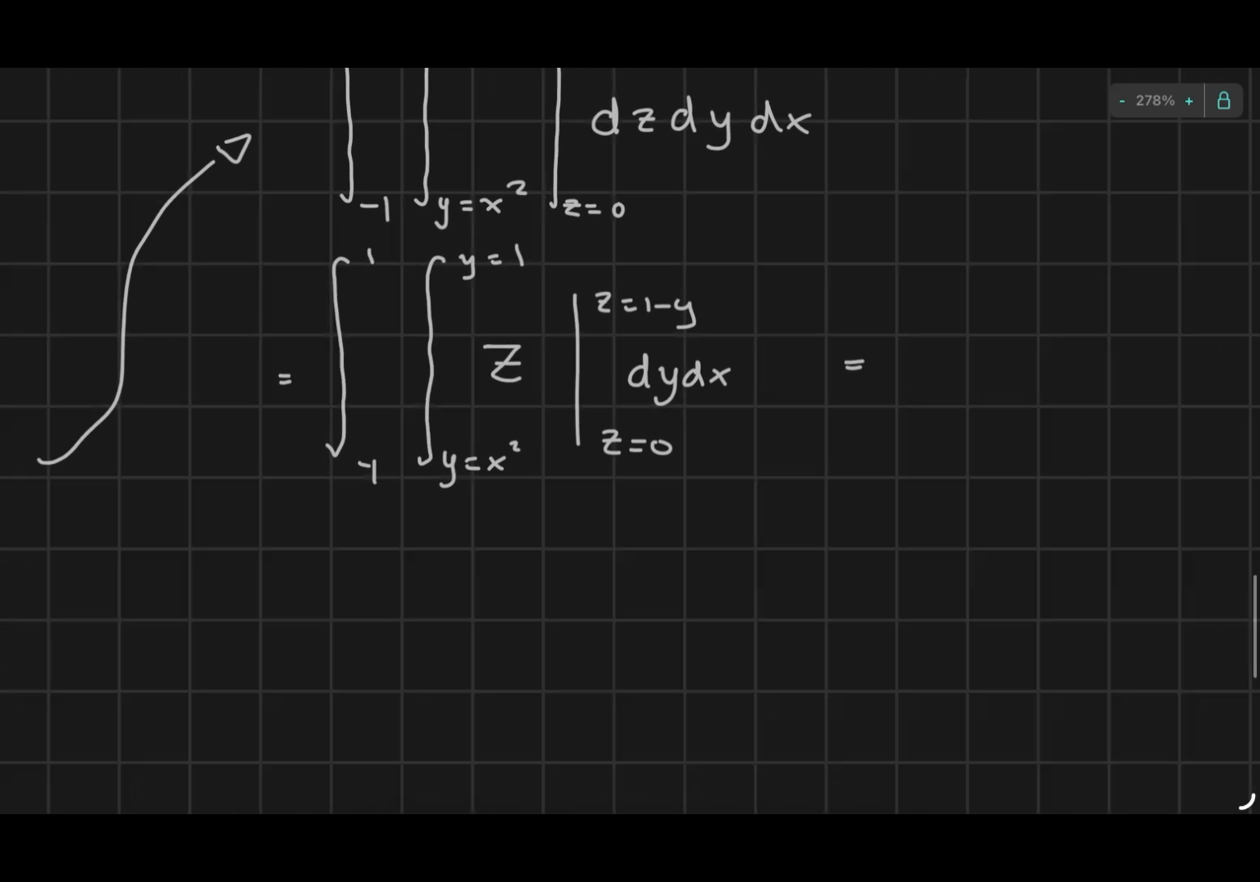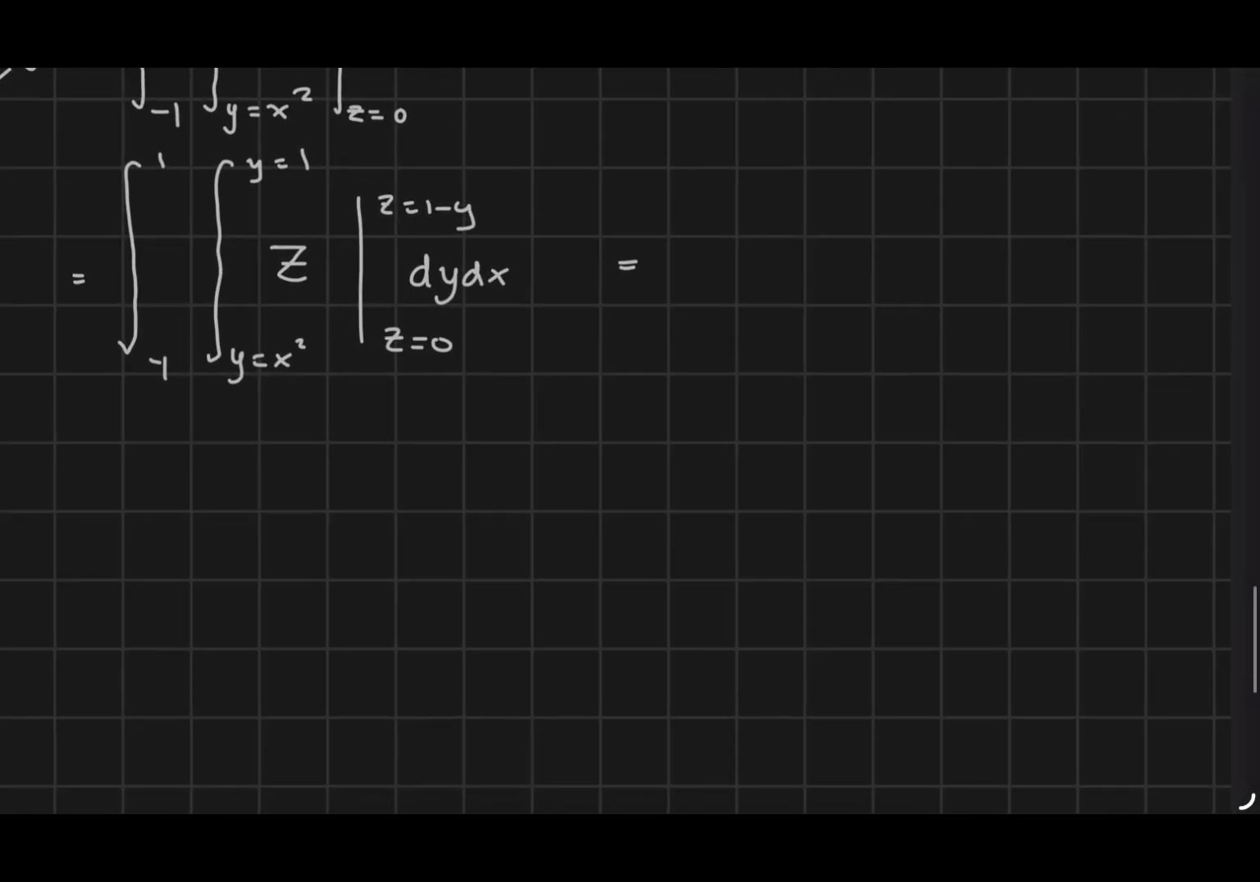Pretty simple here. That z is equal to 0, that's going to be 0. That z is equal to 1 minus y. Well, that's going to be what we're integrating in our middle integrand. Negative 1, 1. And then x squared to 1 of 1 minus y dy dx. All right, quick sanity check.